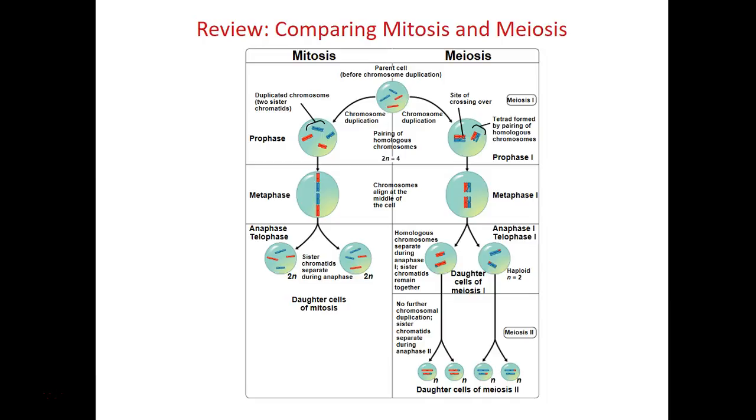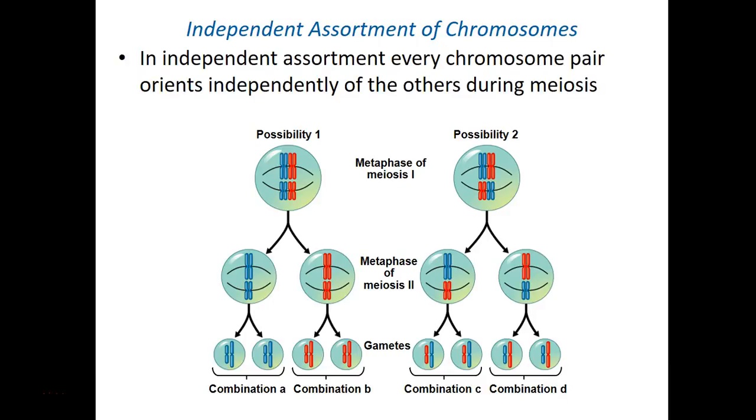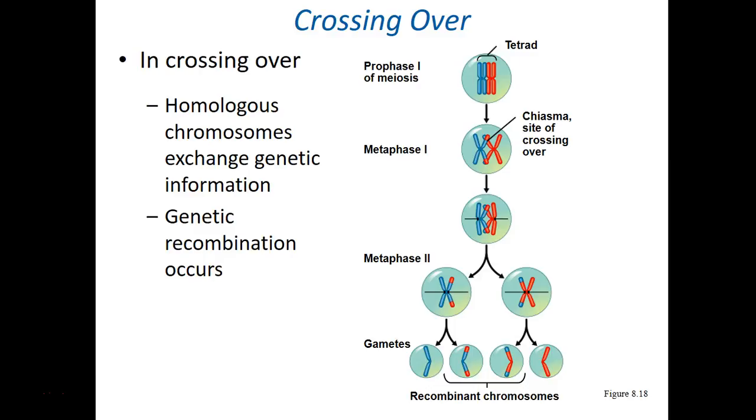So to compare mitosis and meiosis, in mitosis you have 2 daughter cells that are identical to the parent cell, whereas in meiosis you have 4 haploid daughter cells that are non-identical and they're not the same as the original parent cell. Now, independent assortment is very important because it creates variability in the gamete combinations. So does crossing over. Crossing over results in recombinant chromosomes where you have combinations of maternal and paternal genes.